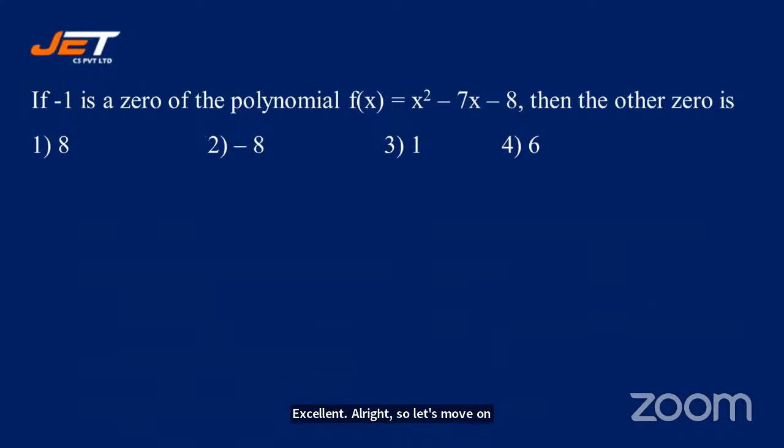If minus 1 is a zero of the polynomial f of x is equal to x square minus 7x minus 8, then the other zero is dash. All right. So if minus 1 is one zero, what do you mean by this? Minus 1, you can take it as alpha. How about beta? Beta, we don't know. So let's keep it as beta itself. Now with this, find out what is alpha plus beta. What is alpha beta?